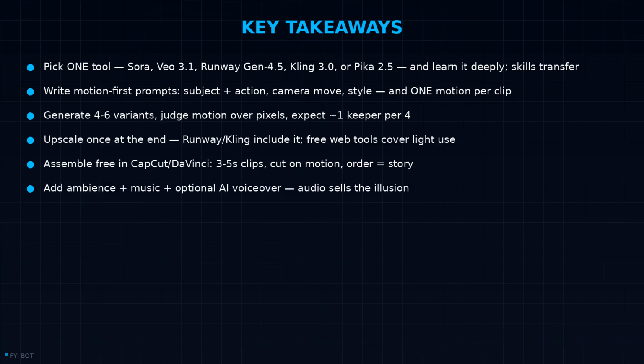Quick recap of the whole pipeline. 1. Pick a single tool and go deep. The prompt skills transfer between all of them. 2. Motion first prompts, subject, action, camera, style in 1 motion per clip. 3. Generate in batches of 4 to 6 and curate ruthlessly. 4. Upscale once at the end. 5. Assemble in a free editor, cut on motion, 3 to 5 second clips, story order. 6. Layer ambience, music, and voiceover because audio sells the illusion. That's the entire workflow from empty text box to finished promo.